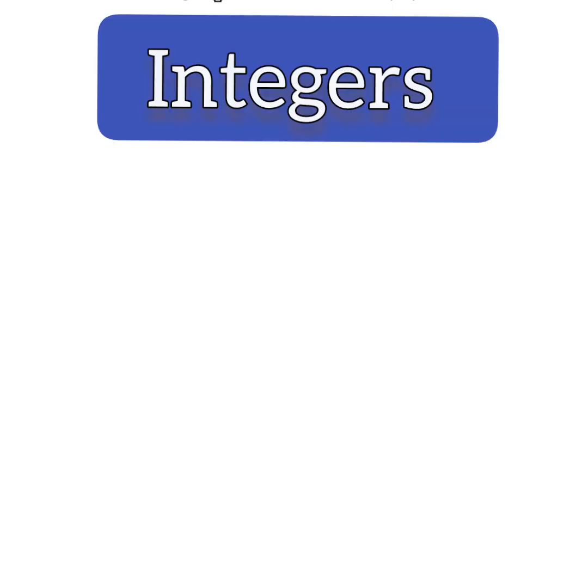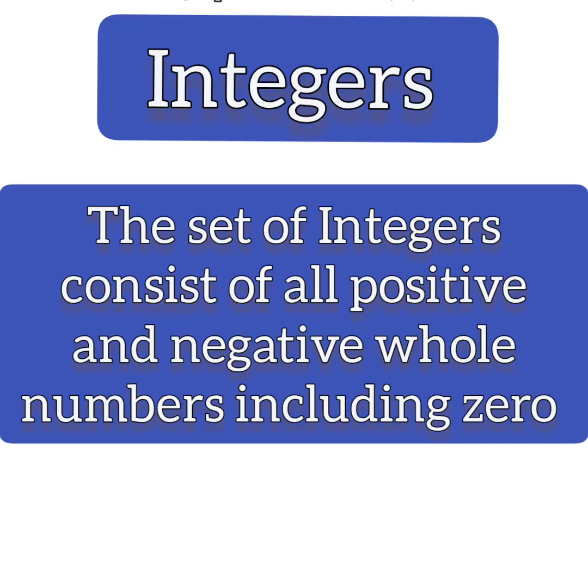Let's move forward. The set of integers. The set of integers consists of all positive and negative whole numbers, including 0. It is denoted by Z. All positive and negative whole numbers. So, from minus infinity, minus 3, minus 2, minus 1, 0, 1, 2, 3 to infinity. So all the numbers that fall within this set, they are integers.